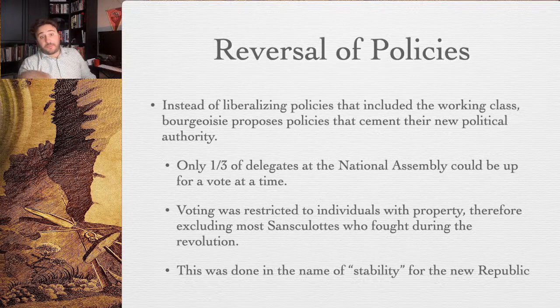Sans-culotte is a French term meaning, quote, without pants. Without pants. Literally, not wearing any. The argument was that the poor people of Paris were so poor that they could not afford trousers. That's how poor they were. They were sans-culotte, the poorest of the poor. Who cares if they fought for us? Who cares if they died for us? They're sans-culotte. We shouldn't give them the right to vote anyway. They're dirty. We don't know.